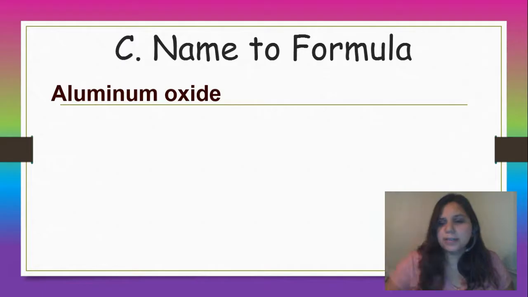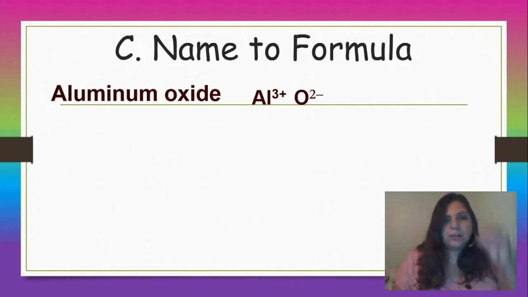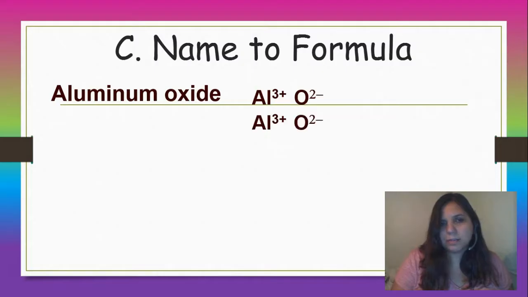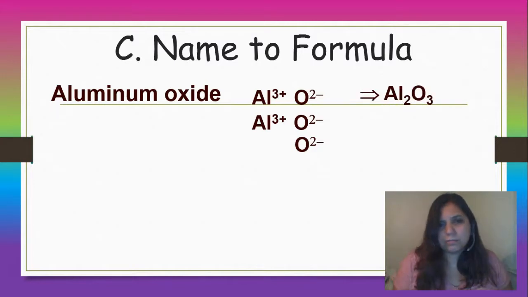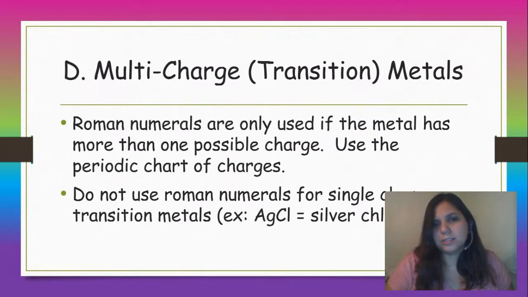Okay, aluminum oxide. Aluminum is in group 3A. It's a 3+. Oxygen in 6A, that's a 2-. Okay, so let's try that trick with figuring out the least common multiple. So 3 and 2 again. The least common multiple is 6. So we'll need 2 aluminums to get an overall charge of 6+, and 3 oxygens to get an overall charge of 6-. And that just turns out to be Al2O3. 2 aluminums, 3 oxygens.